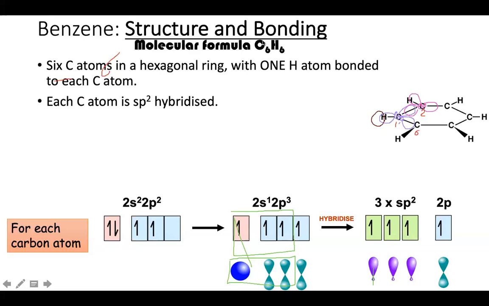Carbon 6 will also have the same system. I'm running out of colors, so I'm going to use red. Okay, so the sp2 of this carbon number 6, sp2, sp2.